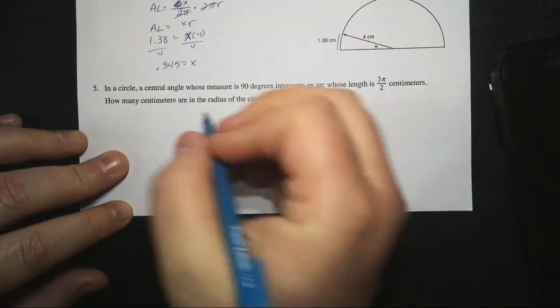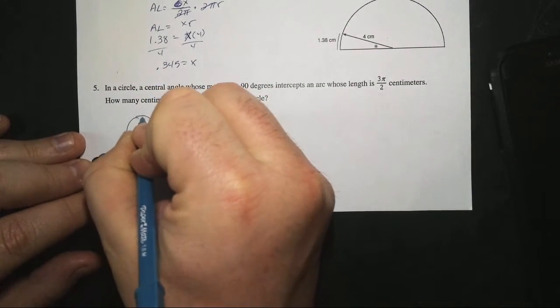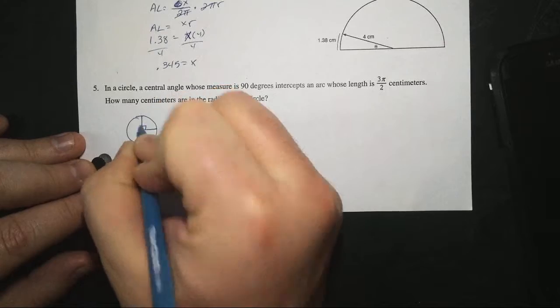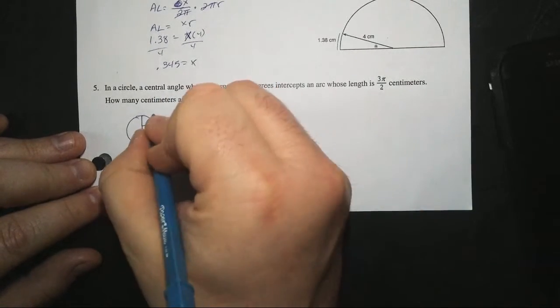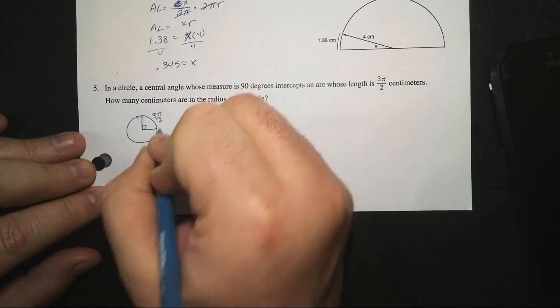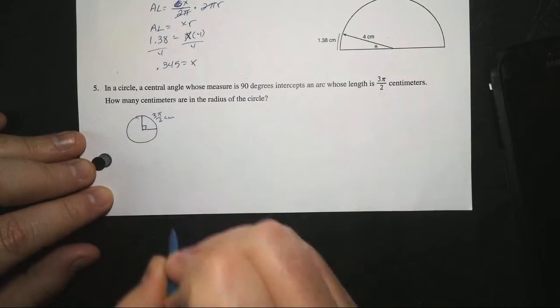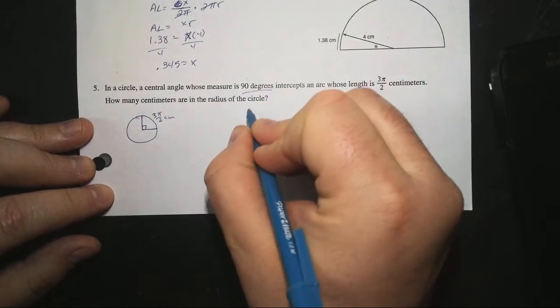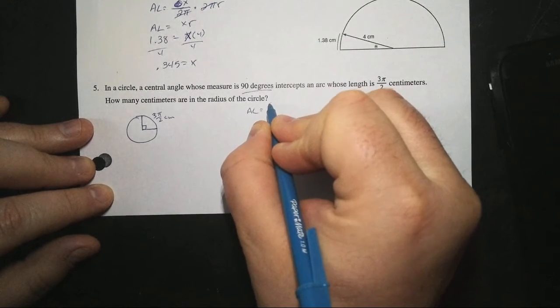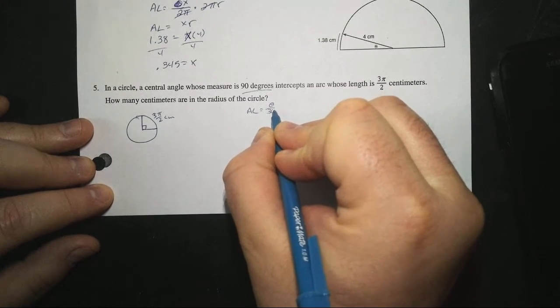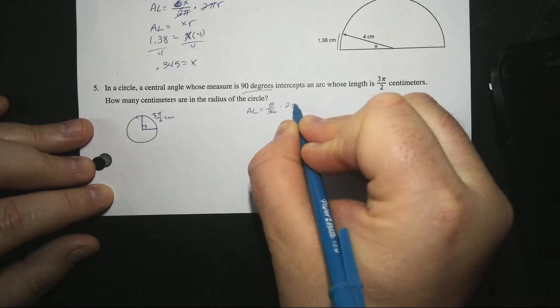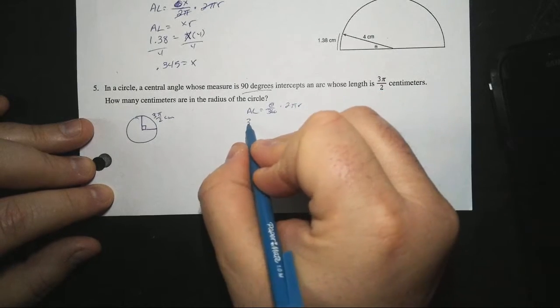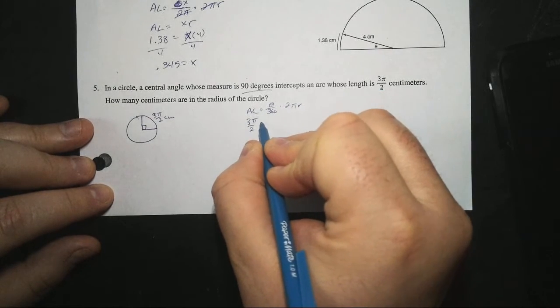All right, we have a circle. The central angle is 90 degrees, so it's coming down like this. It intercepts an arc whose length is 3 pi over 2 centimeters. How many centimeters are in the radius of the circle? So same thing, we're in degrees. So the arc length is just the angle, we'll call it theta, over 360 times 2 pi r. And I just plug in. The 3 pi over 2 goes in for the arc length.